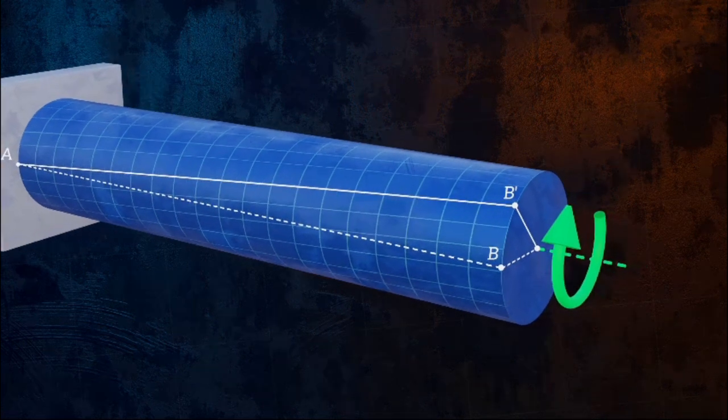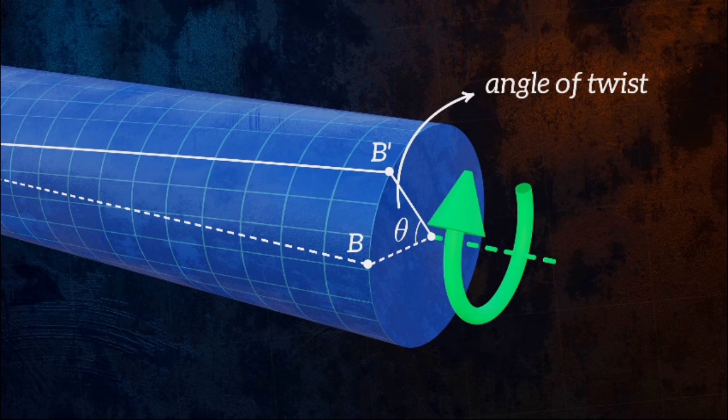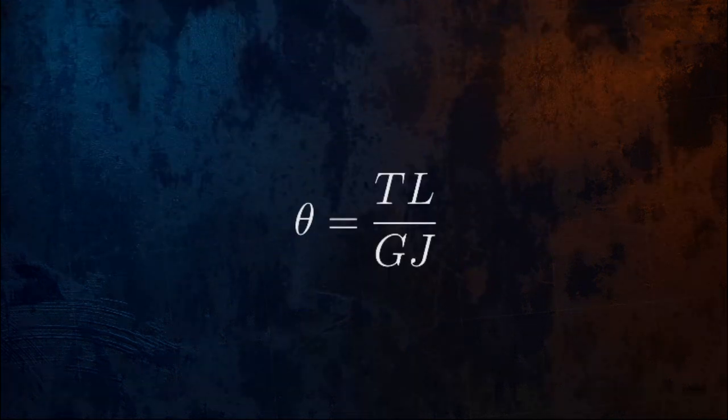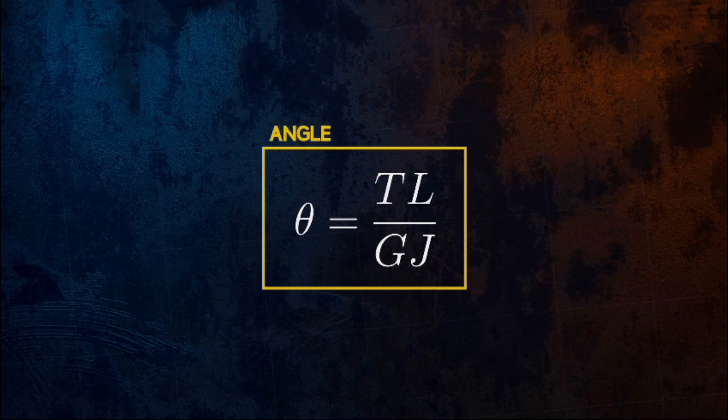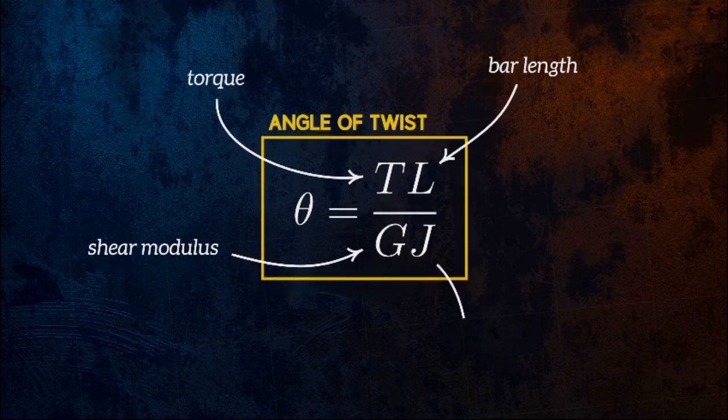The applied torque causes the free end of the bar to rotate by an angle phi. This is called the angle of twist. It varies linearly from 0 at the fixed end of the bar to phi at the free end of the bar. We can calculate the angle of twist using this equation. It is a function of 4 parameters: the length of the bar L, the applied torque T, the shear modulus G, which is a material property, and J, which is the polar moment of inertia.